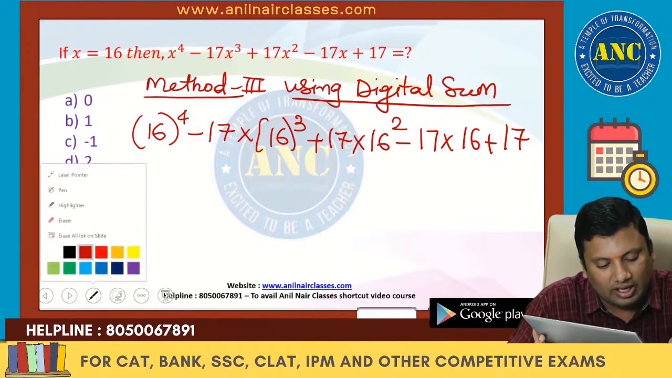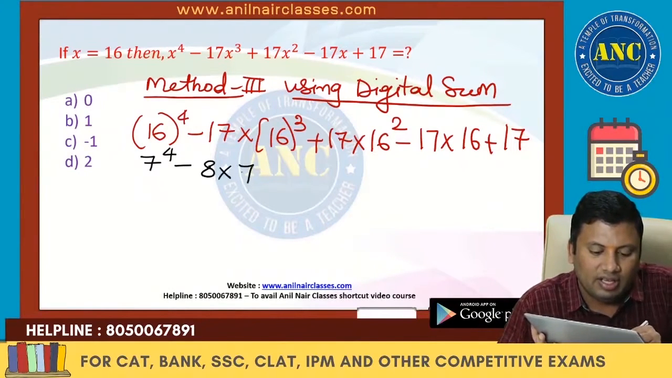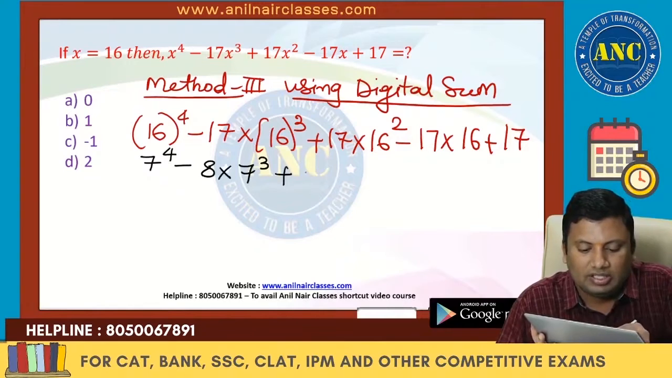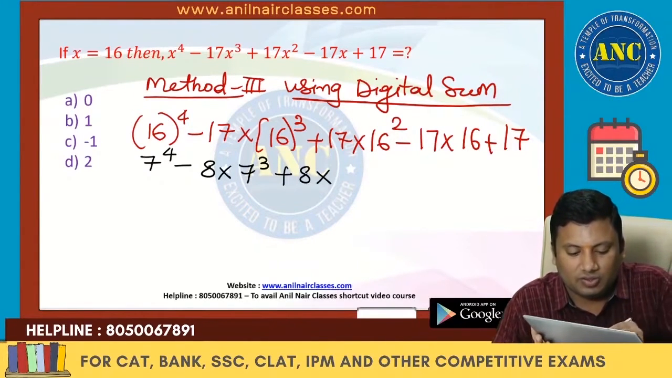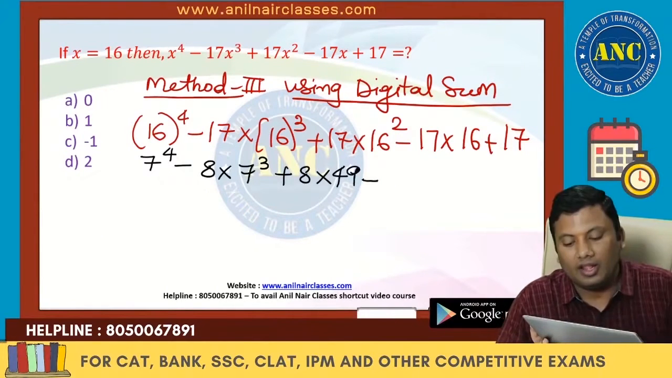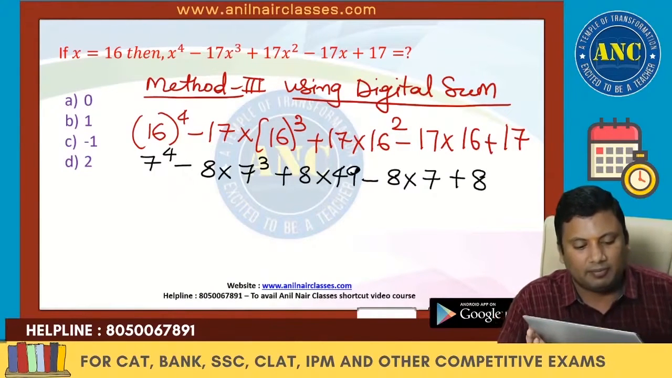Now if you see here, 16 is nothing but 7, so 7 power 4. 17 is 8. These are nothing but 7 cube. 17 is 8. 1 plus 6 is 7. 7 square is 49. 17 is 8. The digital sum of 16 is 7, and the digital sum of 17 is 8.